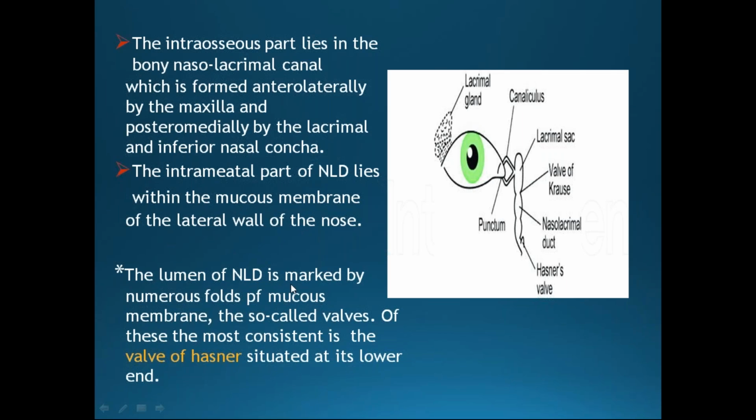The lumen of the nasolacrimal duct is marked by numerous folds of the mucous membrane, the so-called valves. Of these, the most consistent is the valve of Hasner, situated at the lower end.